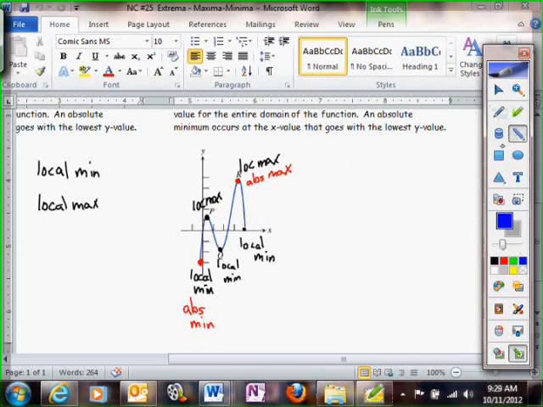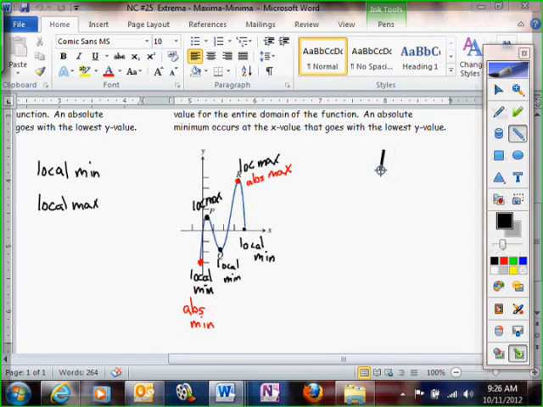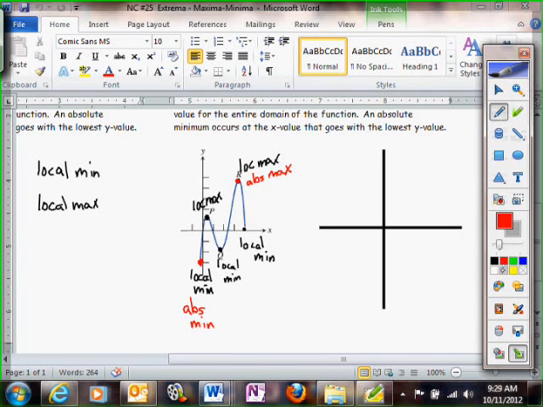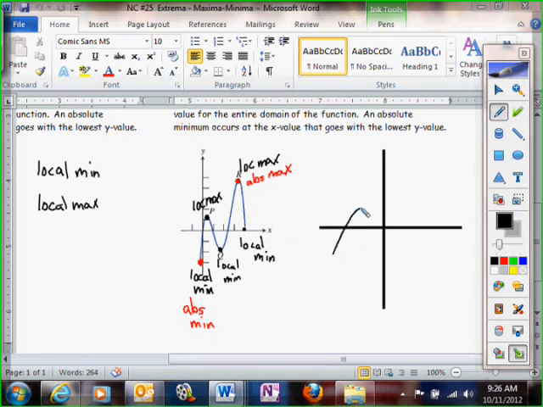Now to the right of your graph there, make a new graph. It doesn't have to be perfect. Make an XY plane. And then make a graph that's similar to this one, but let's make it like this.